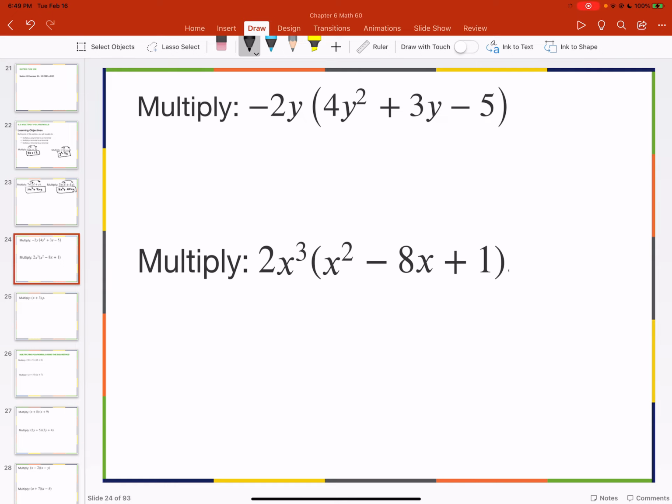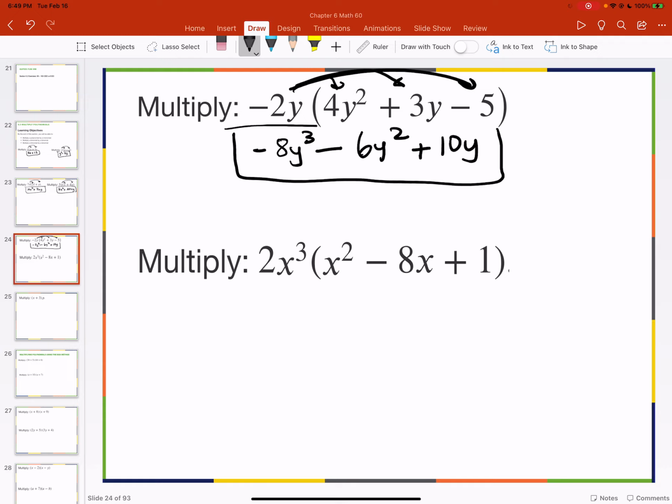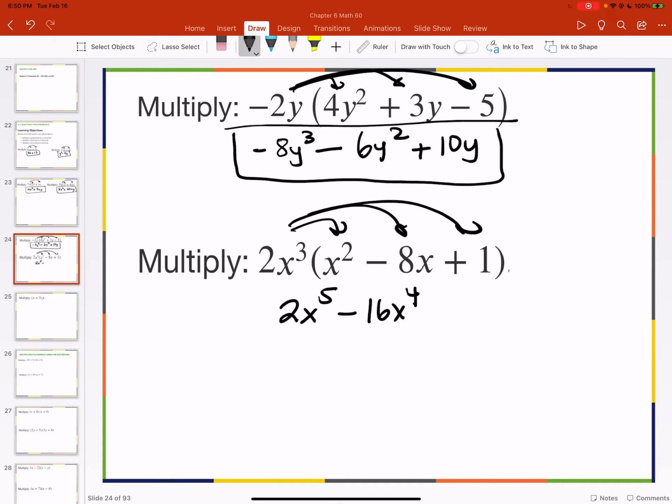But if you have a trinomial here, same thing, still the distribution property. So the first term is negative 8y cubed, right? And then again, negative 2y times 3y would be negative 6y squared. Then negative 2y times a negative 5 is going to be positive 10y. Okay. And then let's continue. This would be 2x to the power 5 minus 2x cubed times 8x, right? It's going to be 16x to the power 4. And then plus 2x cubed times 1 is just 2x cubed.